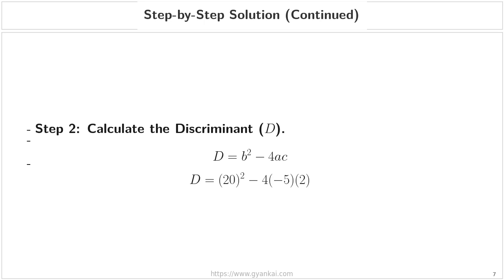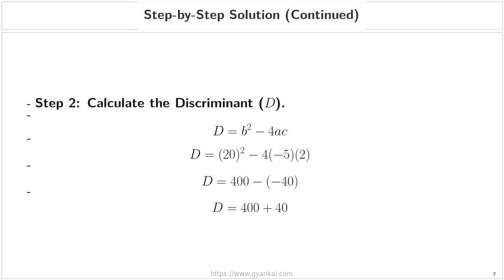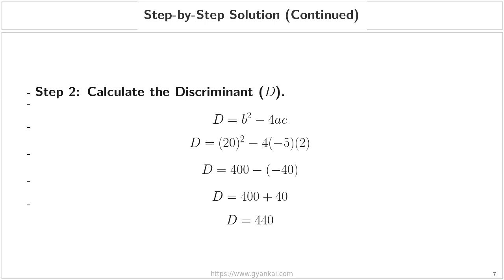Next, we multiply -4 by our a value, which is -5, and then by our c value, which is 2. When we multiply -4 by -5, we get +20, and multiplying that by 2 gives us 40. So, the expression becomes 400 minus -40. Now, be very careful here, as this is a common place for sign errors. Subtracting a negative is the same as adding a positive, so our equation simplifies to 400 plus 40. This leaves us with a final discriminant of 440.